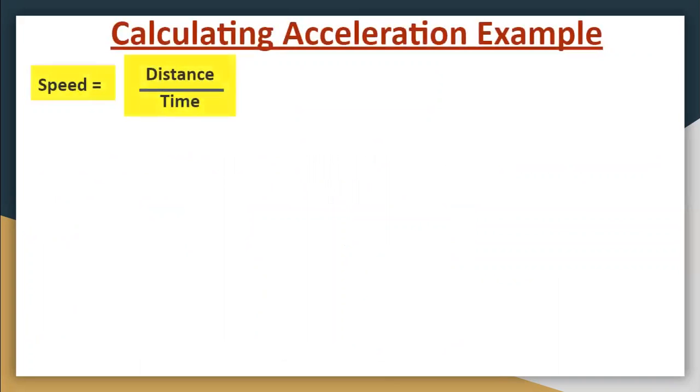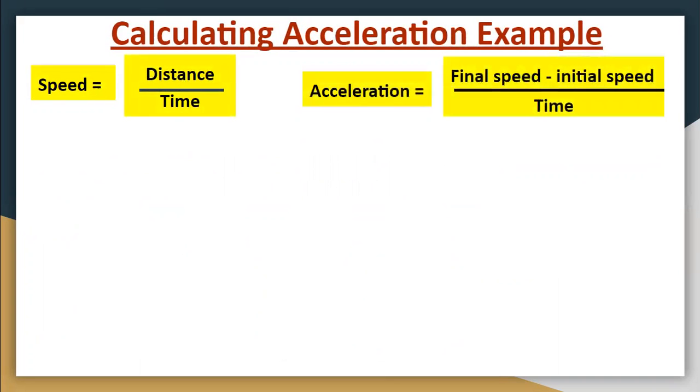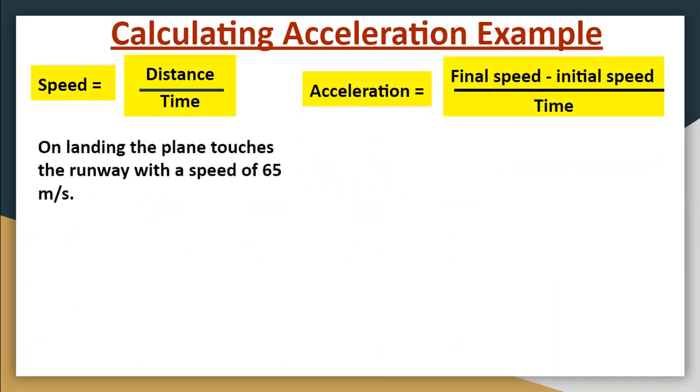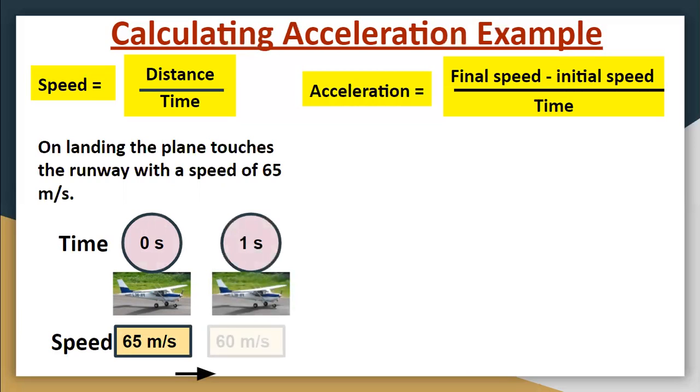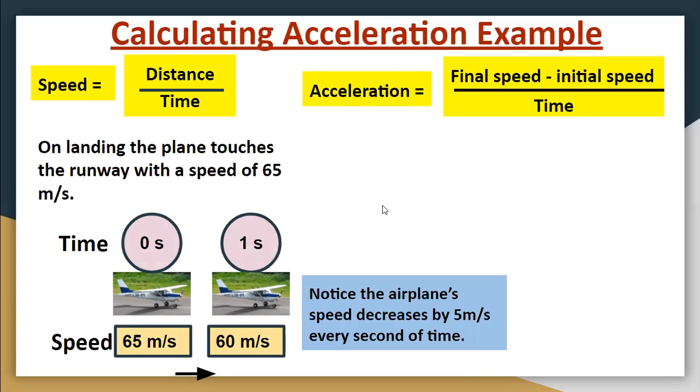Let's see some more examples. Here's our formulas again for speed and acceleration. On landing, the plane touches the runway with a speed of 65 meters per second. Here it is landing now. So it's going 65 meters per second. And then after 1 second, the speed has gone down to 60 meters per second. So we'll notice the airplane's speed decreases by 5 meters per second every second of time.